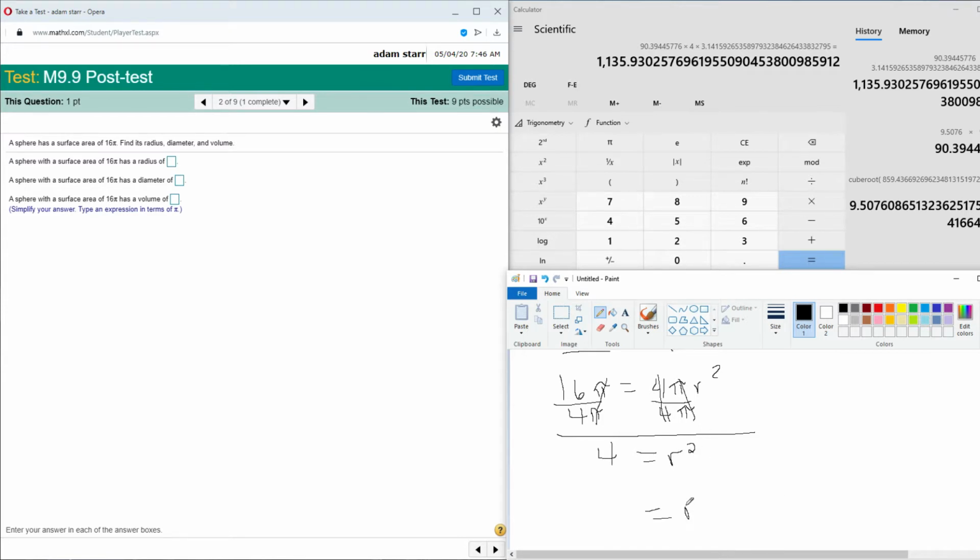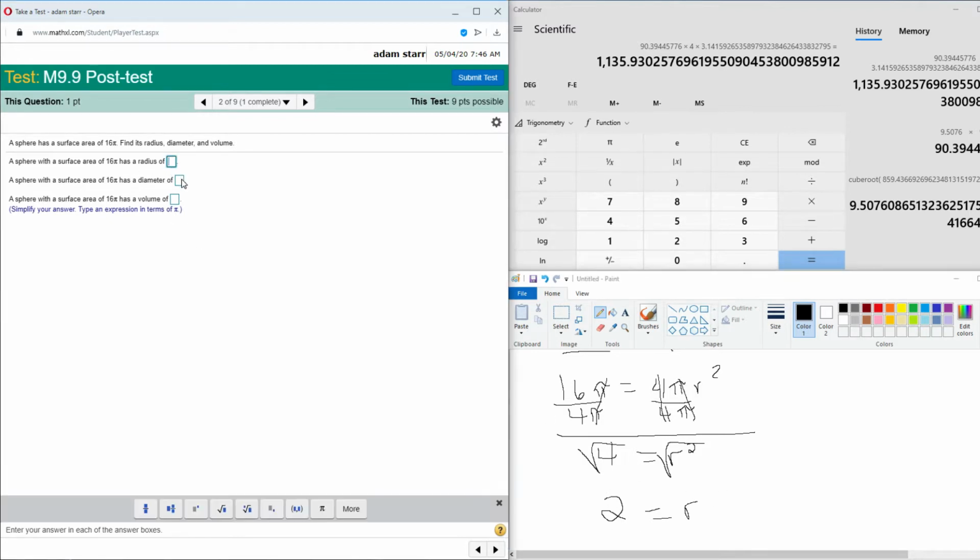And to solve for r, I have to undo the square. To undo a square is square root. So I'm going to square root both sides, and the square root of 4 is 2. So I get my radius is 2. The next question is asking for the diameter, and the diameter is just double the radius. So if my radius is 2, my diameter is double that. Double 2 is 4.